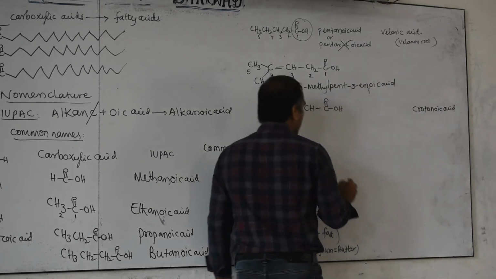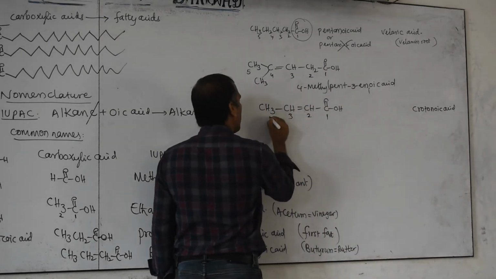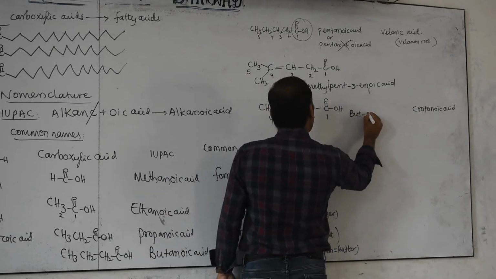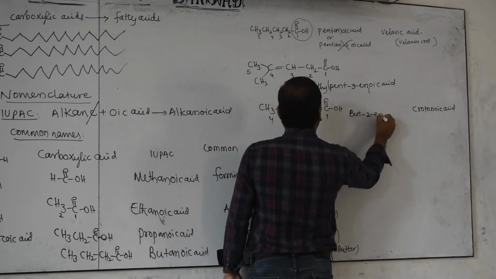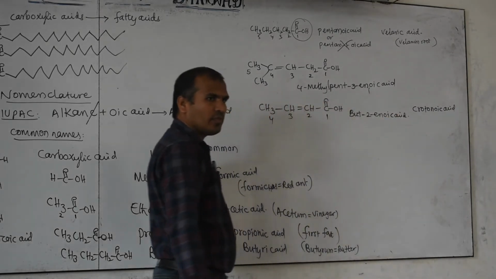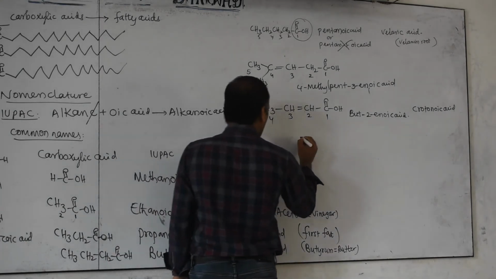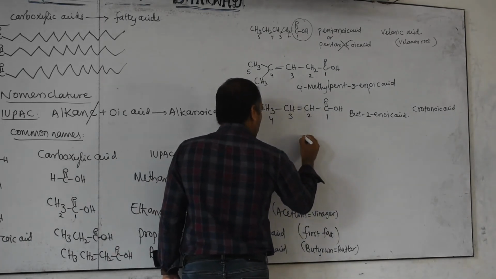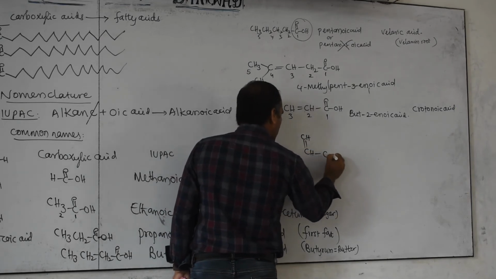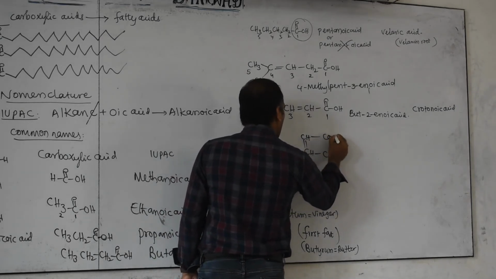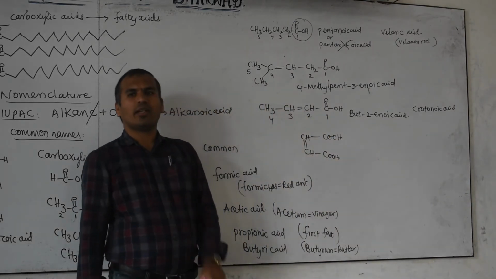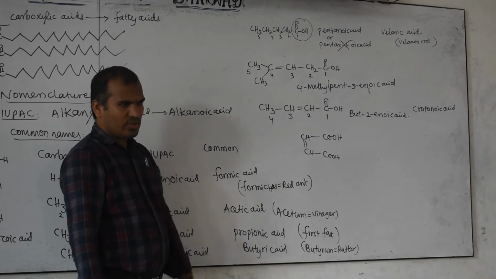But the IUPAC name here: 1, 2, 3, 4, but-2-enoic acid. Okay. Now, CH=CH with COOH on each carbon. Like this compound, you may have studied in the first year in geometrical isomerism.